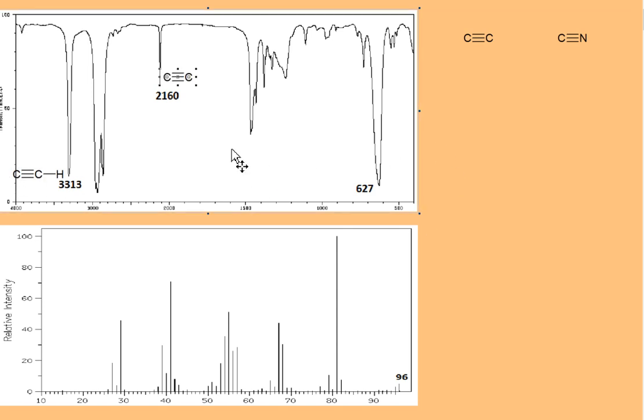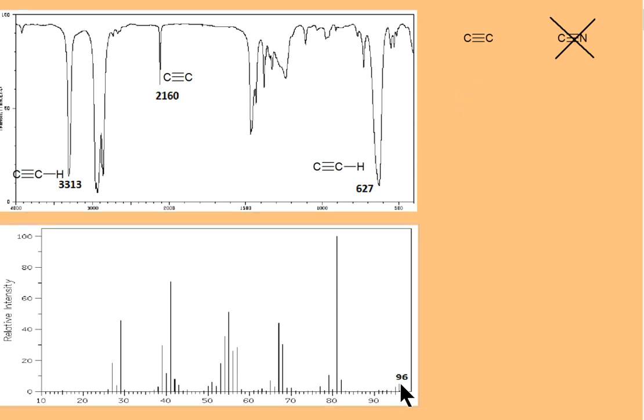And also the peak at 627, which is very strong and very broad, which is characteristic of a bending vibration for a carbon to hydrogen bond which is attached to the alkyne. So we can rule out the nitrile as our product here and pretty much confirm that it's the alkyne.